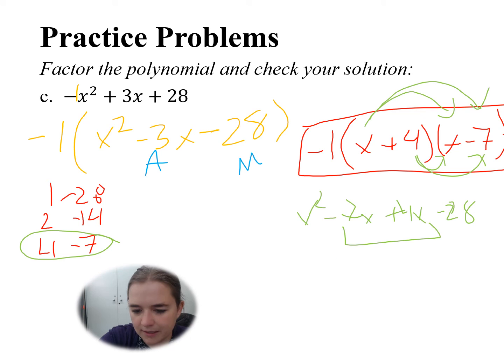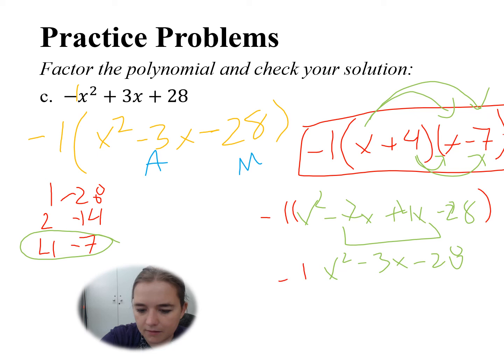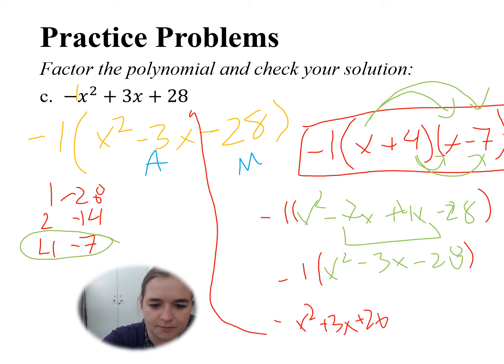And when I combine, I get x squared minus 3x minus 28. If I go back and put in that minus 1 on each piece, I wind up with a negative x squared plus 3x plus 28, which matches my original expression.